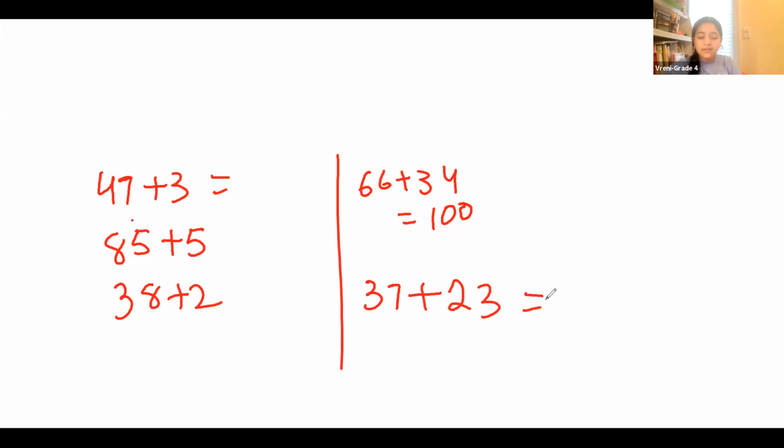What about this? You do the same thing. Okay, go ahead and tell the answer. It would be 60 because you do the 3 plus the 2, which is 5, and then 7 plus 3 is 10. And then you would add 5 tens plus 1 ten, which would be 6 tens, which is 60. Good job.